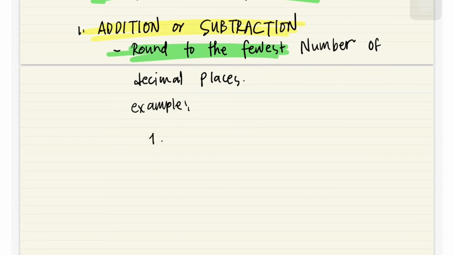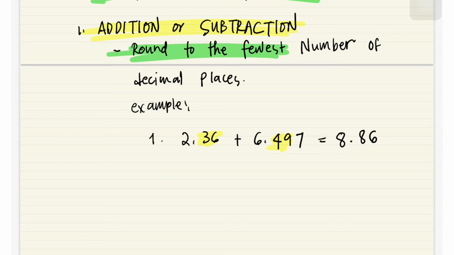We have 2.36 plus 6.497. The answer is equal to 8.86. Why? Because this one here is in 2 decimal places. So therefore we have to convert this into 2 decimal places.